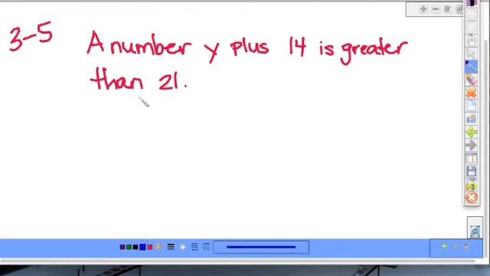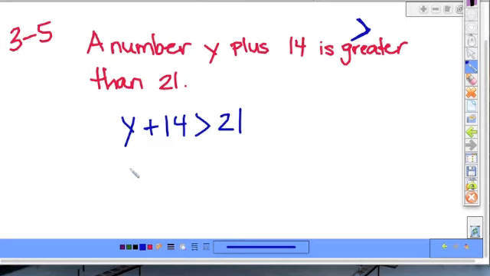So the first thing we want to do is go a number y. So we need y. Okay, what's it say next? Plus 14, okay, is greater. Now remember, greater means that the sign is going to be open toward the number it just said. So greater than 21, because you would read this, 14 is greater than 21, okay? And that's how you solve that out.